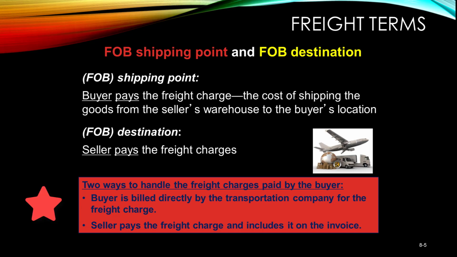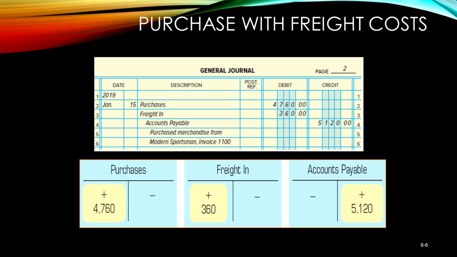The buyer is billed directly by the transportation company for the freight charge. Think of FedEx or UPS. They bill the company directly. Sometimes the seller will pay the freight charge and includes it as a courtesy on the invoice. Make sure you understand the difference between the two shipping freight terms and read more about it in your book.